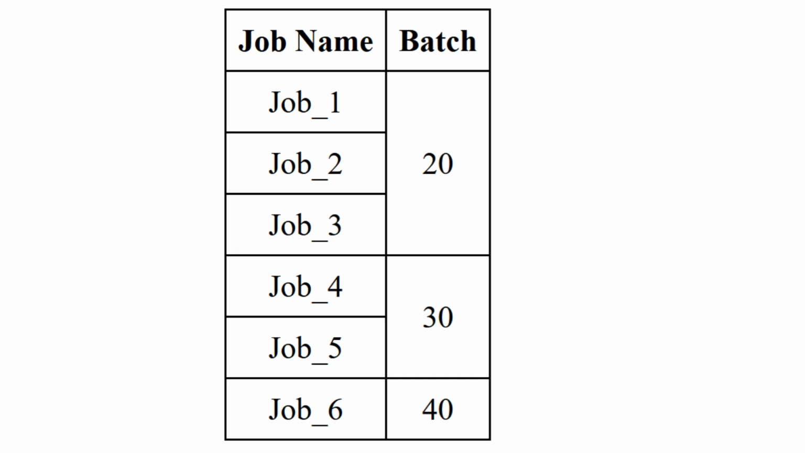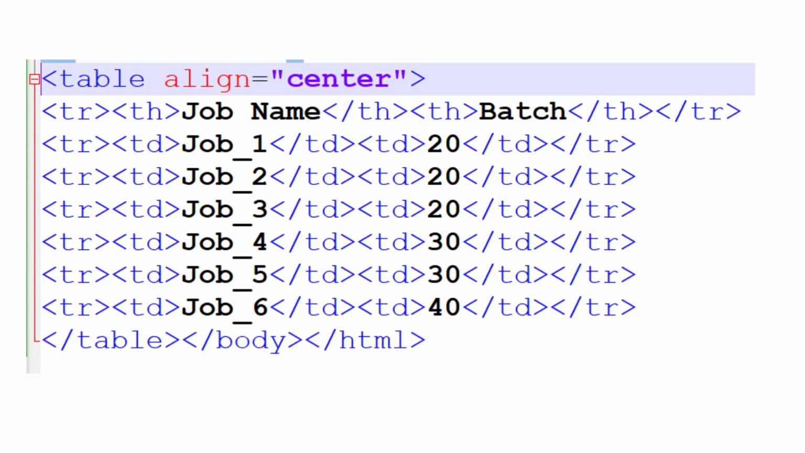Now let's see, when we write each cell, here at the top you can see we have the HTML table, the headers are job name and batch, and then each row has, like, job 1, then 20, then job 2, again 20. So those things we can see here.